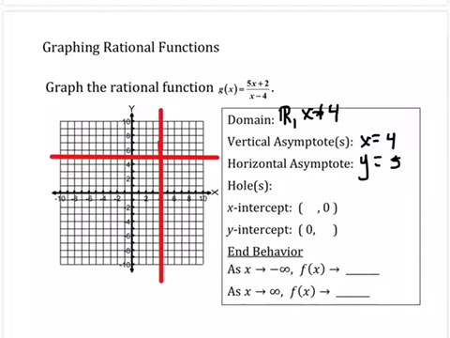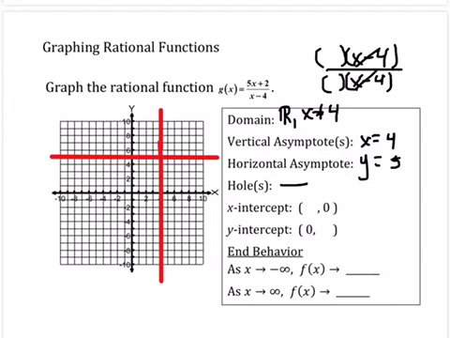All right, so now holes. There are no holes on this graph because holes occur when you have something in the numerator, like say x minus 4, and x minus 4 in the denominator, and there's other things in the numerator and the denominator as well, and they cancel out. So there's nothing to cancel here, so there's no hole.